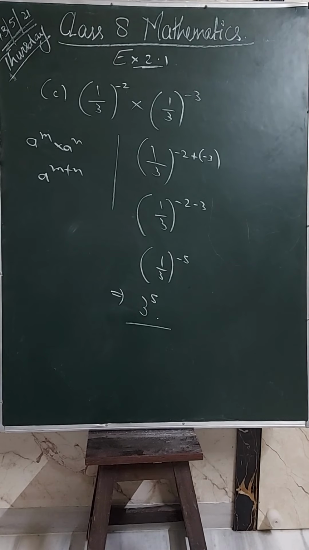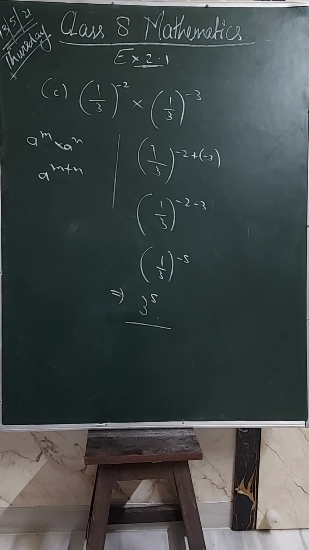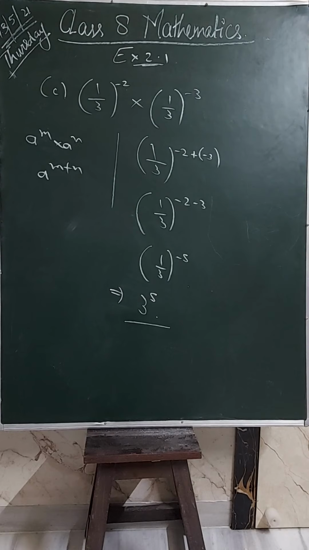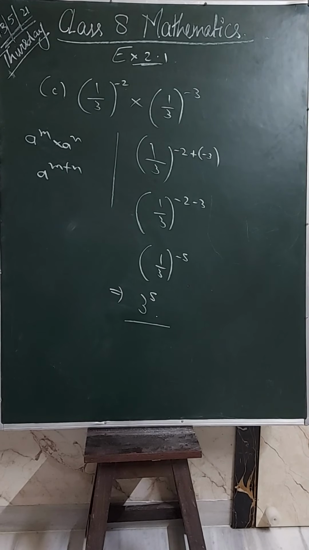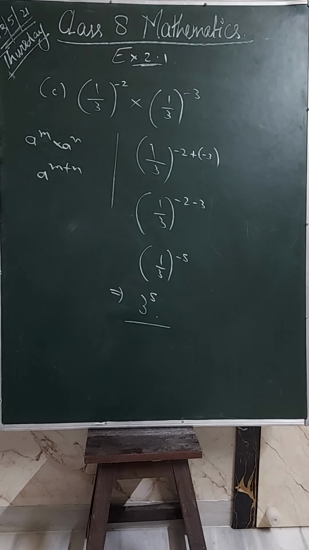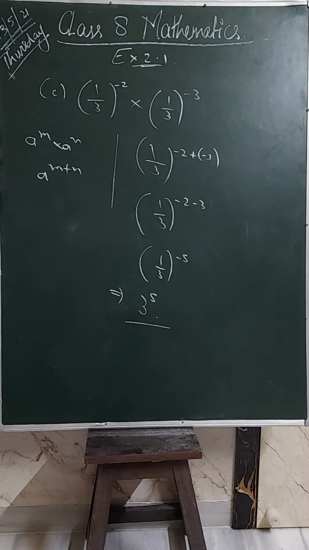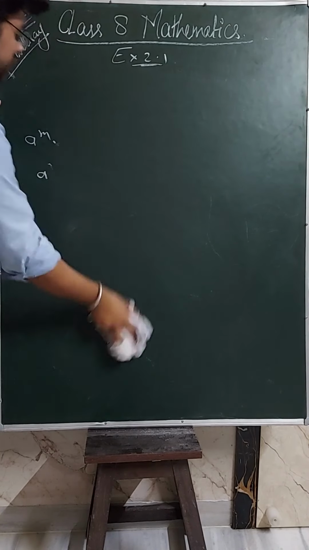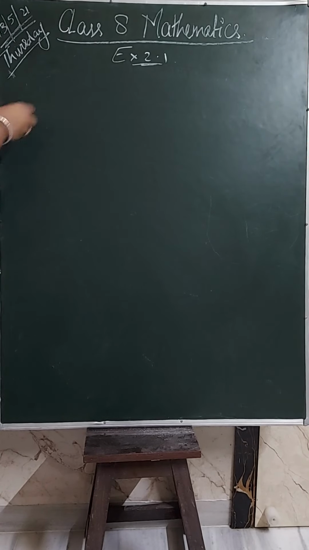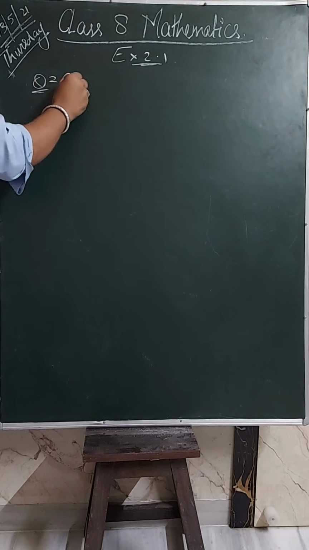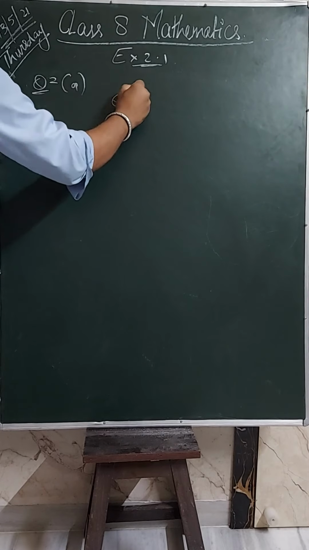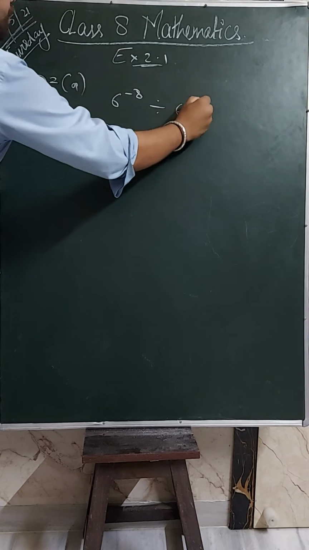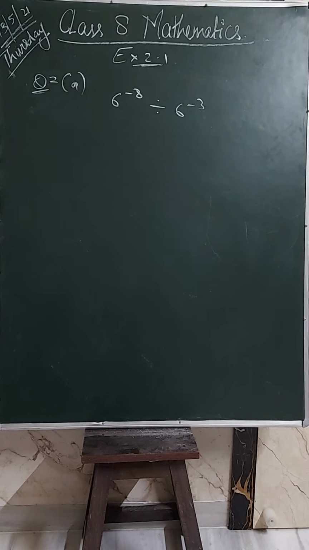Now the second question: simplify and write the answer with positive exponents. He said that we want the answer in positive form. Okay, so the first part is 6 power minus 8 divided by 6 power minus 3. This we have to do.